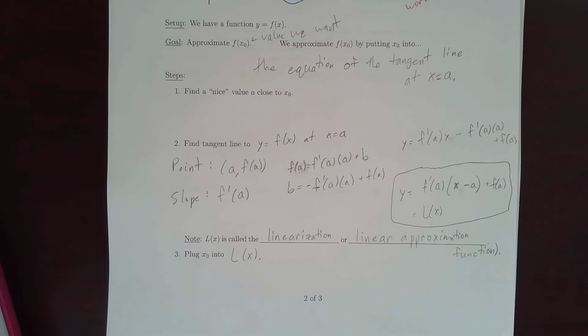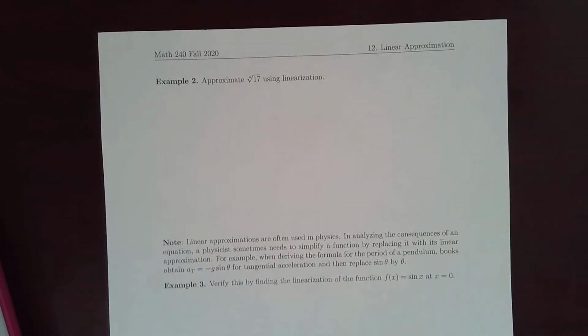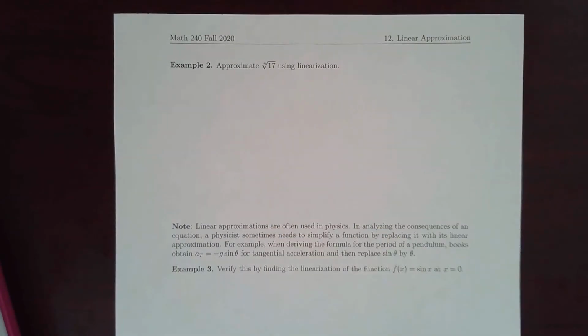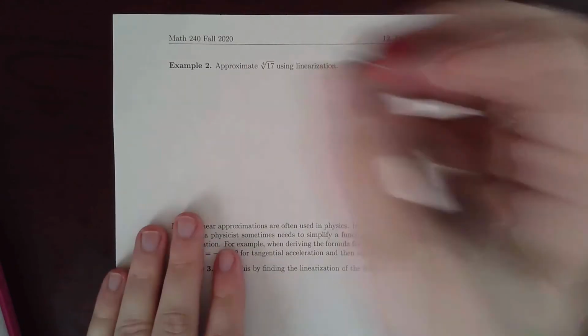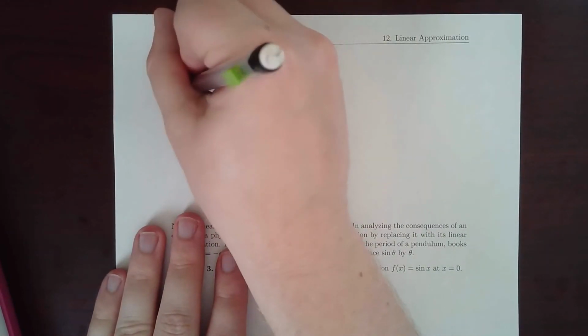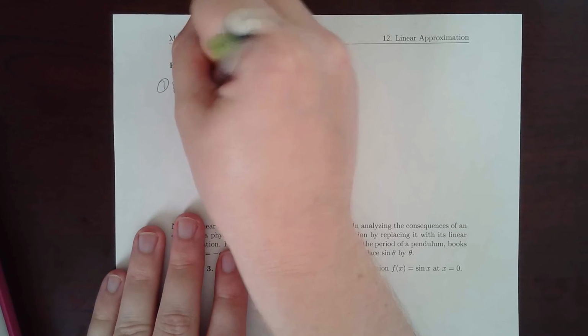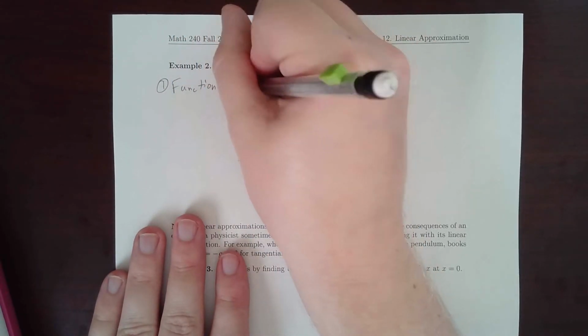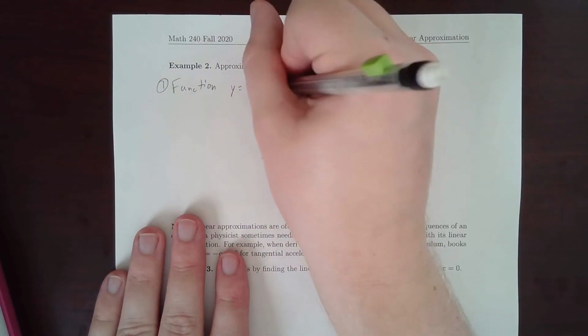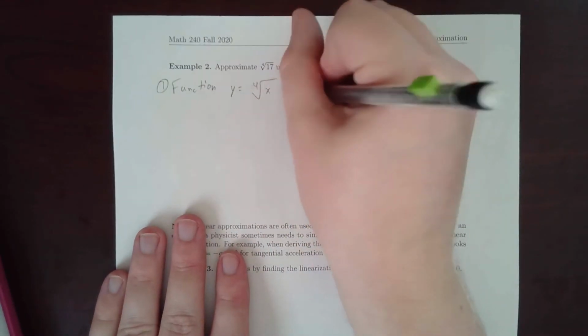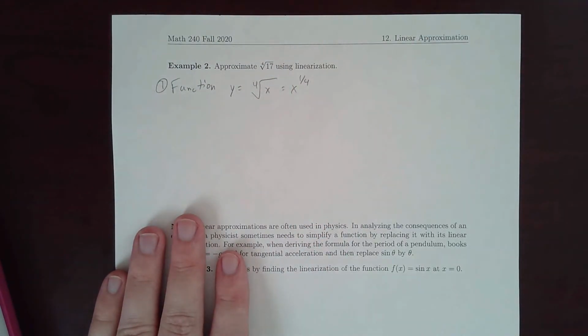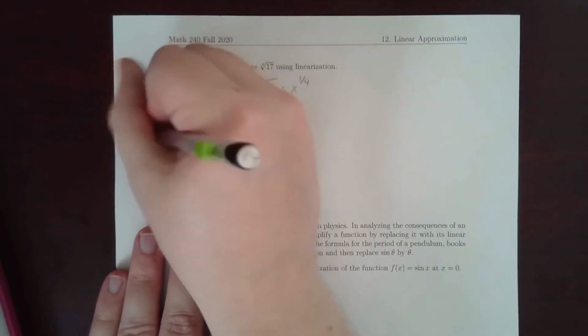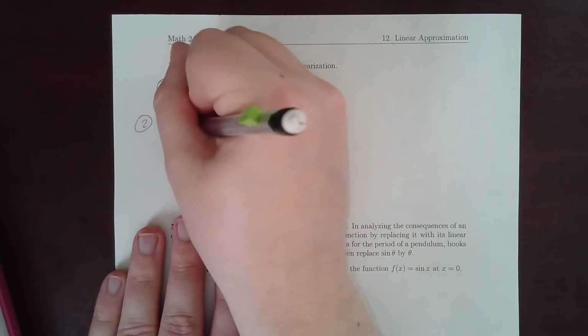In order to find this linearized form of the value we're looking at. All right, so let's walk through a few more examples of linearization just to make sure we've got the idea. So say we want to approximate the fourth root of 17 using linearization. So first, we need to get a function. And so we're going to say that y equals the fourth root of x, or just x to the 1/4. Next, we want a nice value.